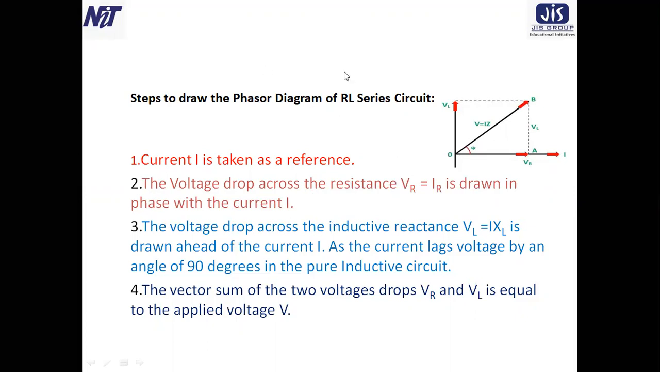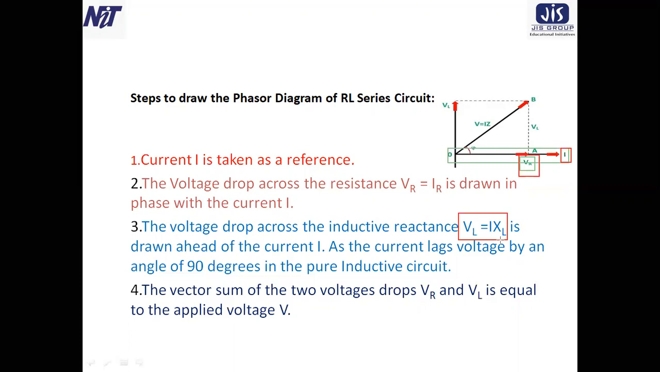So this part is completed. This is VR, and we consider that the current I is along IR. No problem with this. Next, the voltage drop across the inductive reactance, VL equals I XL. I talked about it 3-4 times in the previous lecture, why VL equals I XL.